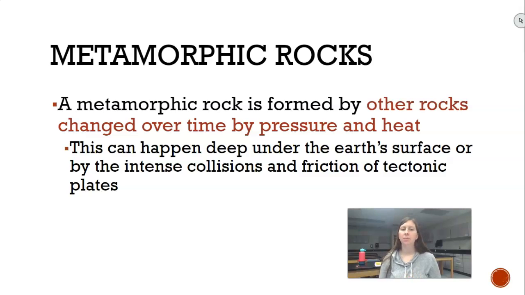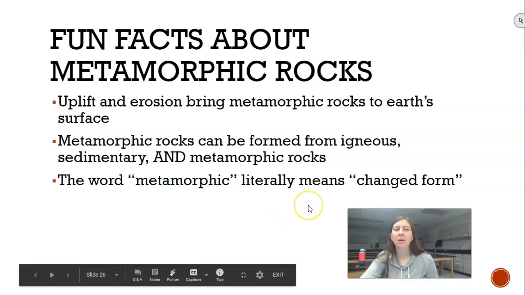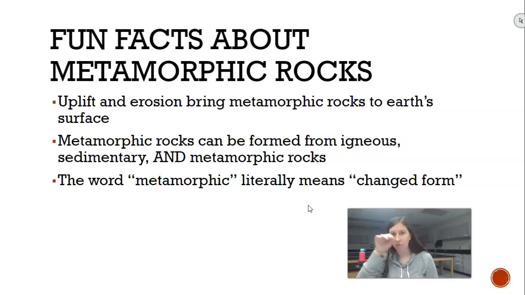It can happen a lot of times deep under the Earth's surface where it's very hot and very full of pressure. Or it can happen where tectonic plates collide or rub against each other because there's a lot of pressure and heat there as well. Some fun facts about metamorphic rock. Most of the metamorphic rocks that are on the surface are brought from below through what's called uplift and erosion. We'll talk about those later.